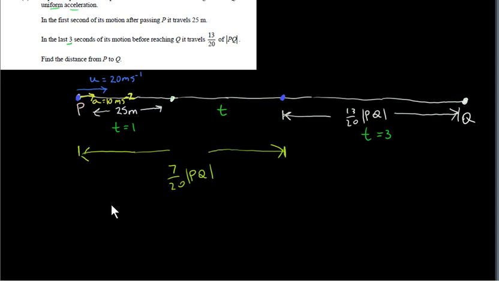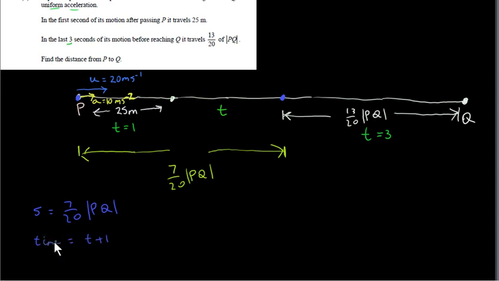That's a distance of 7/20ths PQ. And how long does it take? Well, the time for that journey is going to be 1 plus t, or t plus 1. Add the time for this leg plus the time for this leg. The time for this intermediary leg here is t. We don't know what t is. I'm just calling it t. So that time is t plus 1.